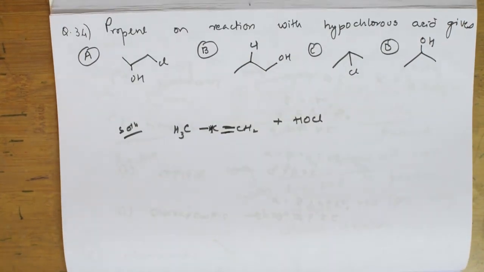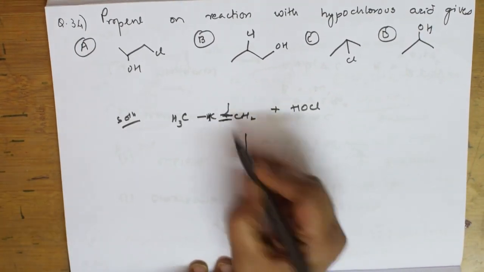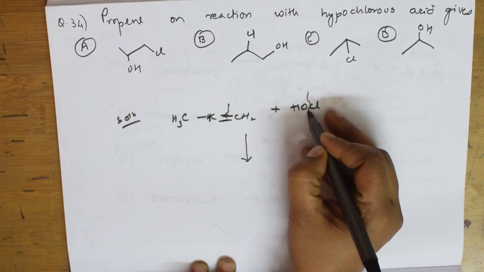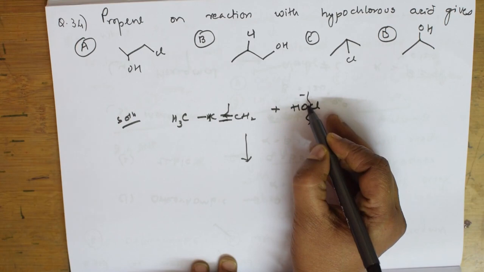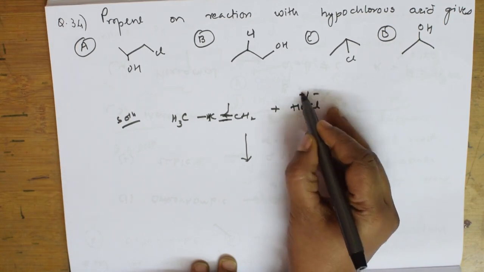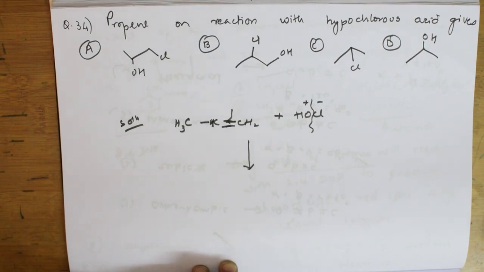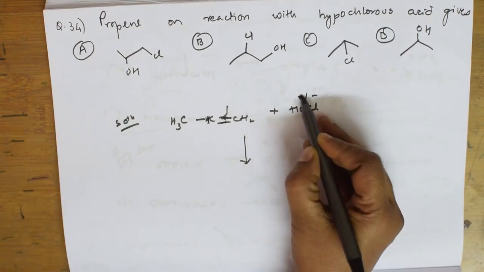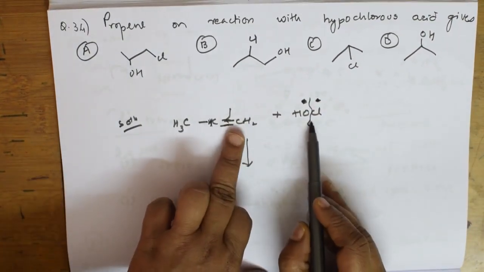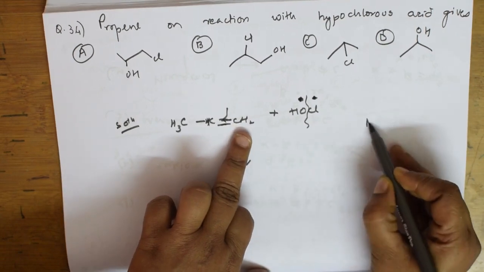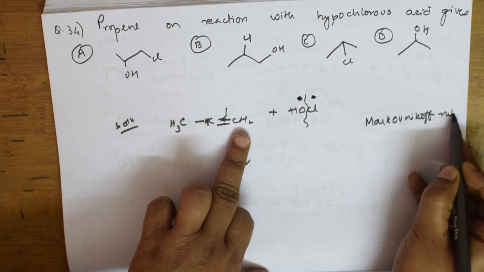HOCl. Done? So when an alkene is added, there is a cleavage of the bond. There is also a cleavage of the bond, right? So let us take this OH. This is minus and this is plus. Okay, let me be careful. Let's see this. According to Markovnikov addition. Now, this is Markovnikov addition. It goes according to the Markovnikov rule.